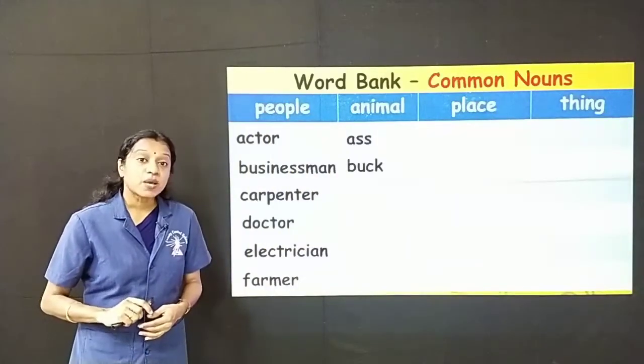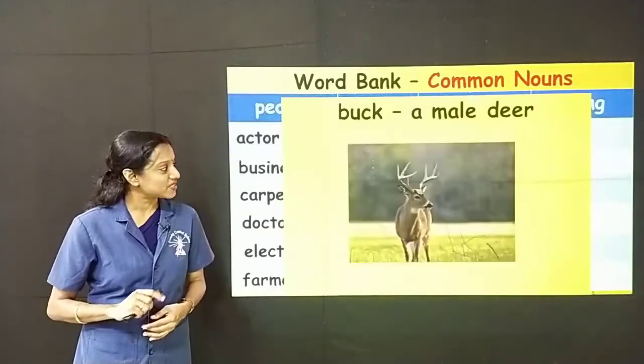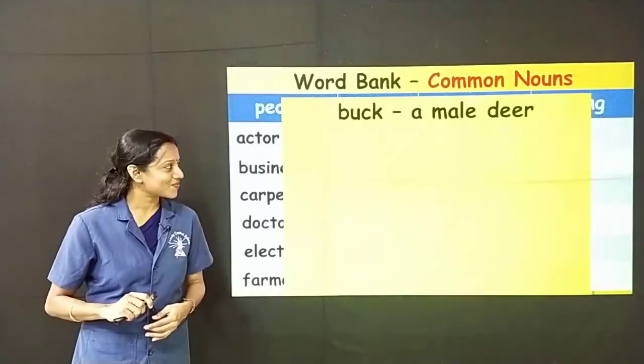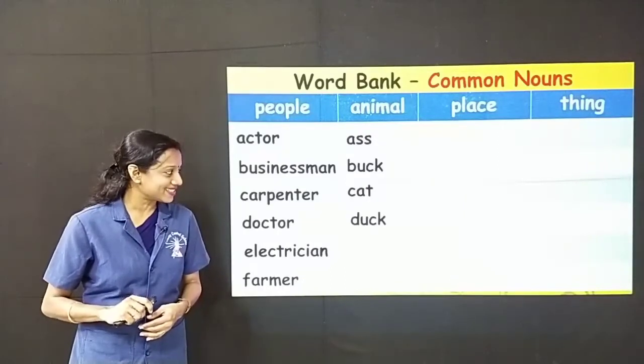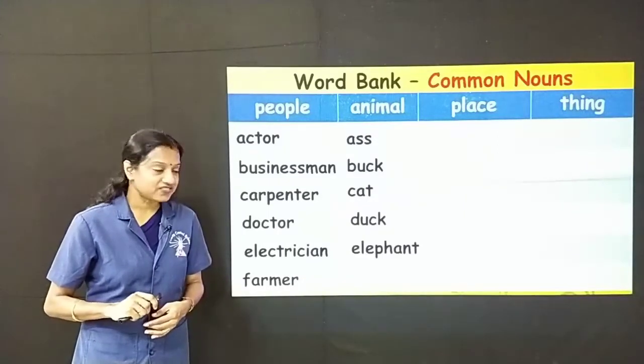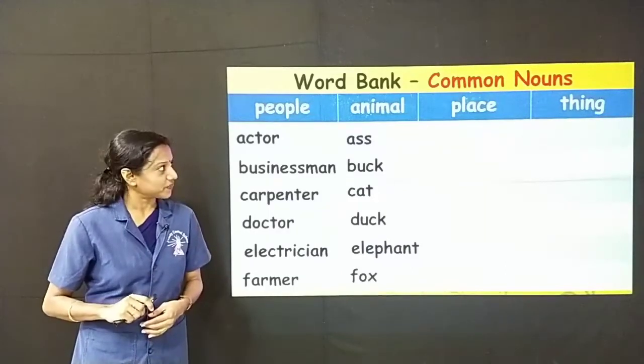Now the next one is buck. You must have heard of buck. A male deer. That's a picture of the buck. A cat. You all know what is a cat. A duck, elephant, fox. They are all in the animal section.